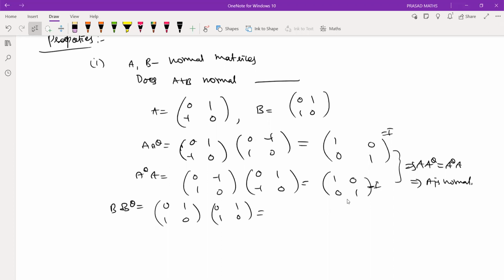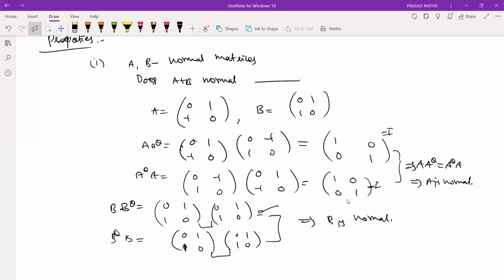So once you take this, you are getting the same entries. Similarly, once you compute B theta into B, again you are going to get the same matrices, same entries, 1, 0, 0, 1. So therefore, both are same. Therefore, B is also a normal matrix. This matrix and this matrix both are same, so once both are the same matrix, the product is same. Therefore, it is normal. Now my question: A plus B.